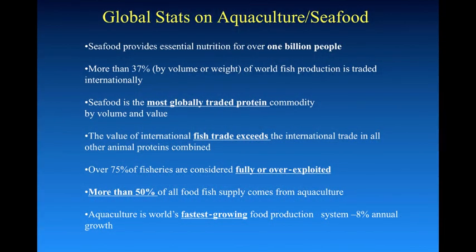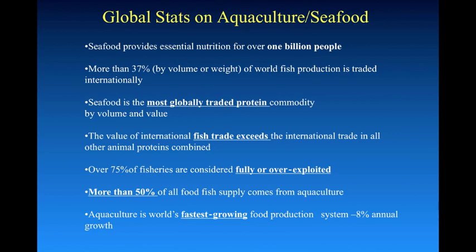Part of this introduction is to give you some reasoning and possibly why you should be excited about even thinking about studying this subject in the first place. And that is because of some of these statistics here. What are they? One, seafood provides essential nutrition for over 1 billion people. Two, more than 37% of world fish production is traded internationally. Three, seafood is the most globally traded protein of all the commodities: beef, pork, chicken, lamb, etc. It's the highest volume of all those different commodities.